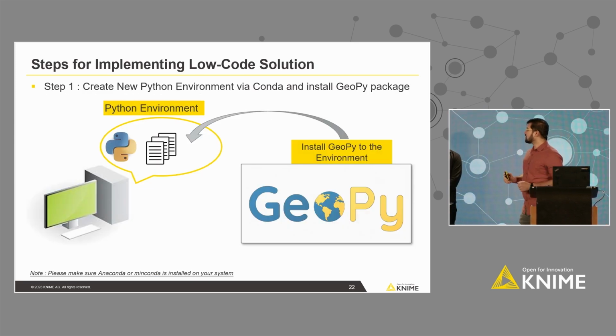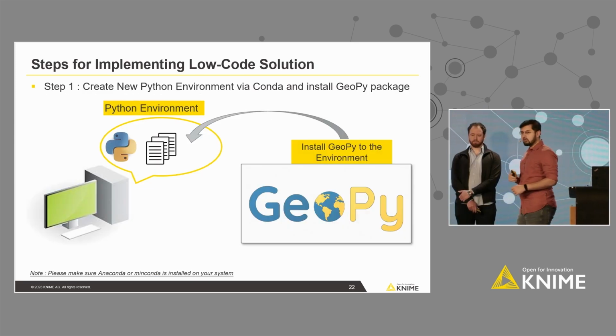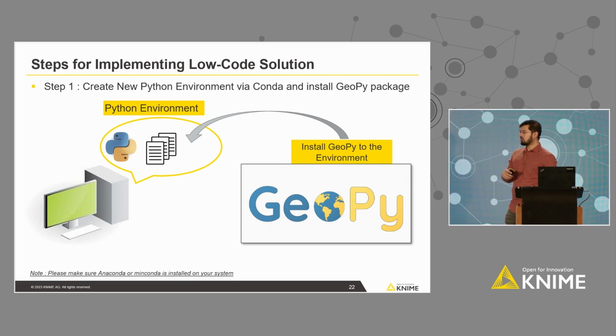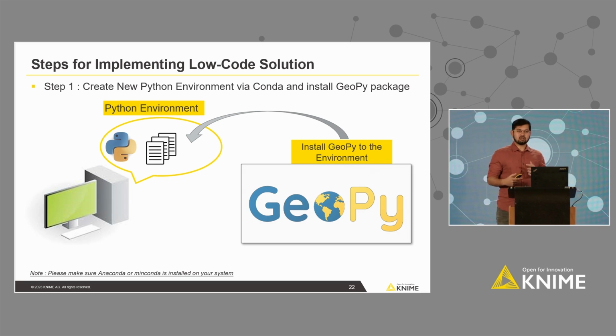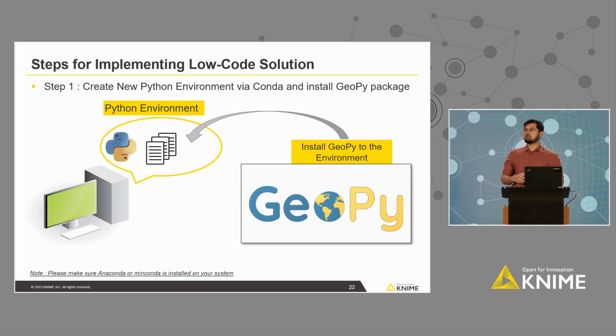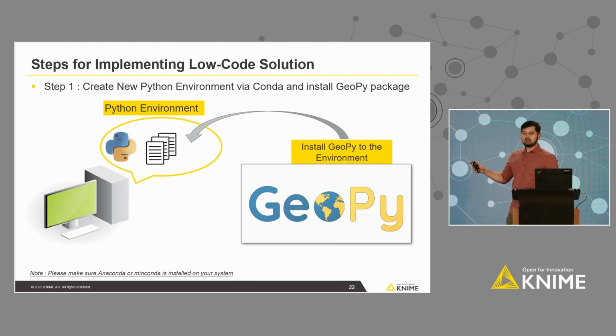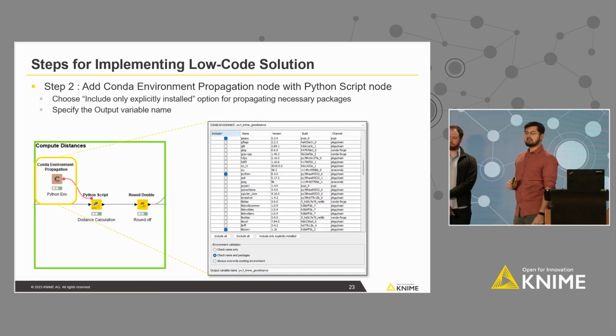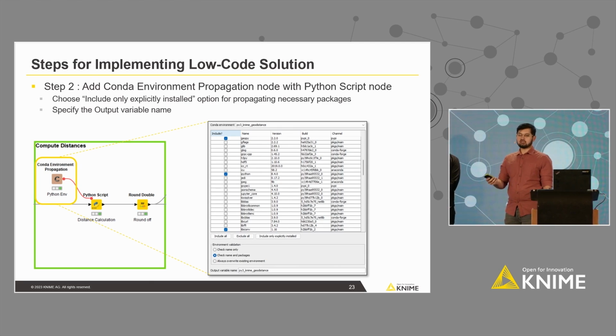For example, in step 1, I create a new environment on my system. In this environment, I install all the packages that I need for the Knime and Python integration. On top of that, I install the packages that I need. In this case, I needed the GeoPy package, so I install the GeoPy package to this environment. In the next step, as you can see, there's a new node added, which is called the Conda Environment Propagation node.